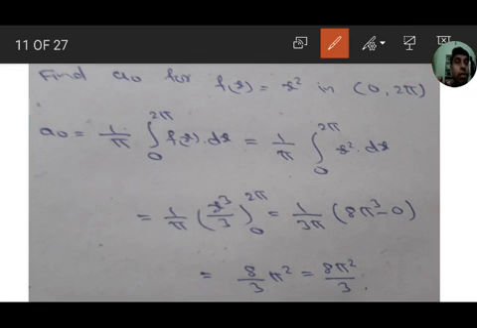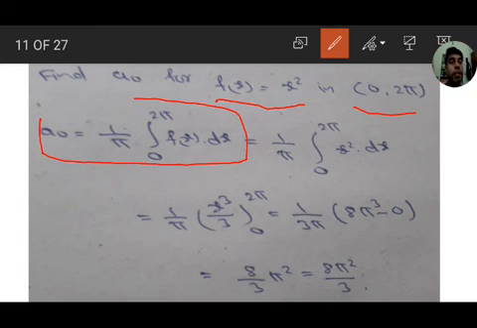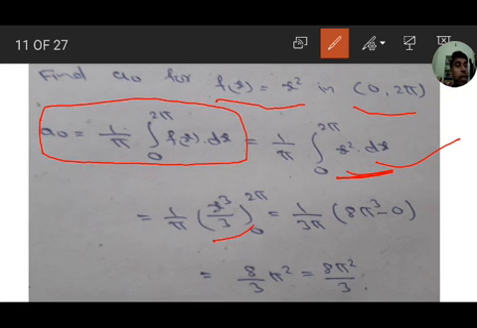So, find a naught for f of x equal to x square in the interval 0 to 2 pi. a naught value is 1 by pi integration 0 to 2 pi f of x dx, which equals 1 by pi integration 0 to 2 pi, where f of x is x square. The integration is x cube by 3, 3 is outside, upper limit 2 pi whole cube means 8 pi cube, 0 cube means 0. Pi cancels with pi, giving 8 by 3 pi square, 8 pi square by 3 is the answer.